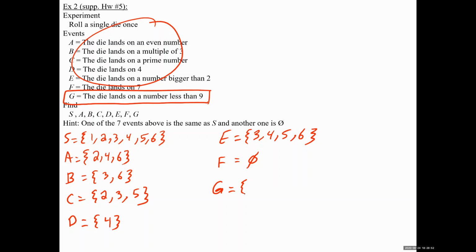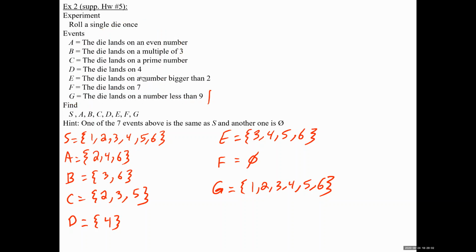2, 3, 4, 5, 6. Yeah, all of them. 1, 2, 3, 4, 5, 6. They're all less than 9. You list them all. Turns out that G is the same thing as the sample space because you've listed everything. And that's what the little hint on the bottom says. It says one of the events above is the same as a sample space. That's this one. It turns out to be the same as a sample space. And another one is the empty set. This is the one that's the empty set.